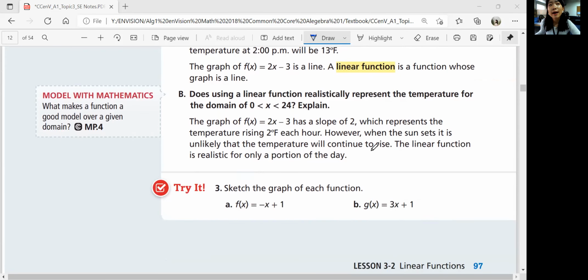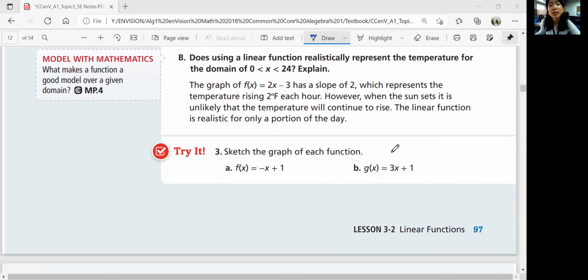Let's try number 3A and B. We're going to sketch the graph of each function. It's the same way you would graph a linear equation. Okay, it's a linear function, which means it's a function, but the way to sketch it is the same thing. You can recognize this form as what kind of linear equation? Which form is this? The slope-intercept form. We have the slope and the intercept. So start with the y-intercept, and count the slope to sketch the graph of it.